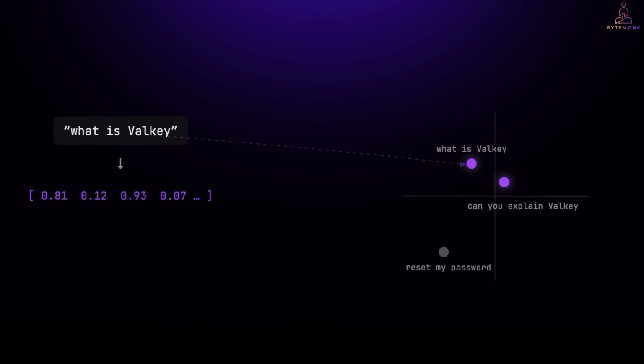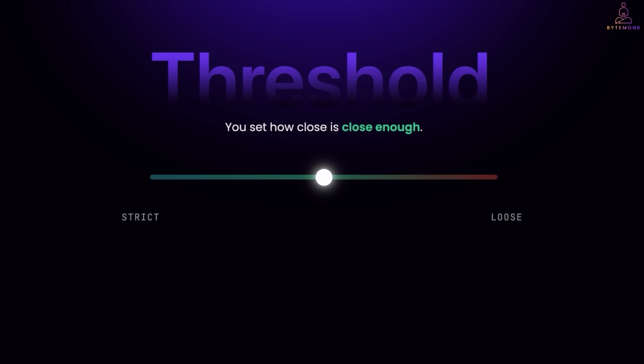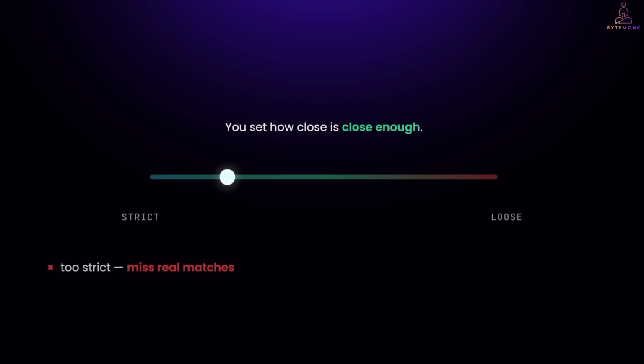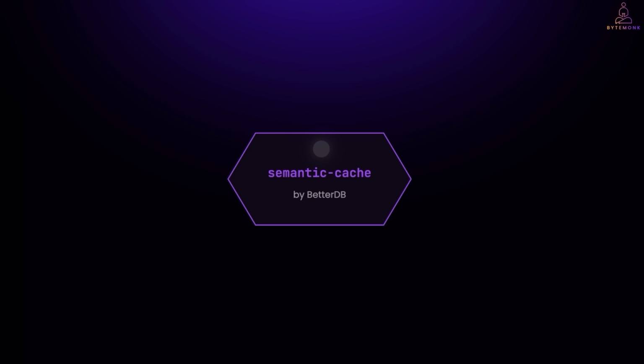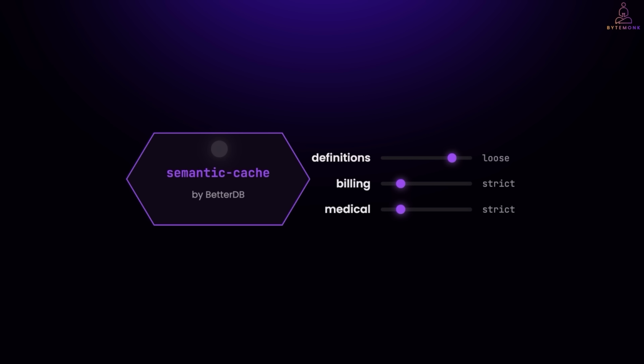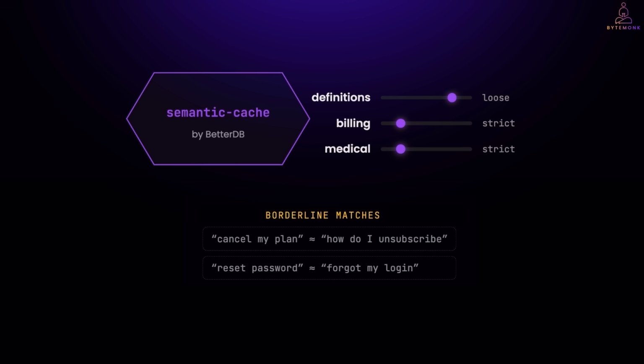Now the phrase doing the work is "close enough." That is a threshold you control. Set it too strict and you miss real matches. Set it too loose and you hand back an answer to a question that only looked similar. The package for this is Semantic Cache. It lets you set different thresholds for different kinds of questions. So you can be loose on simple definitions and strict on anything where a wrong answer is costly. And it keeps a short list of the borderline matches, the ones that just barely passed, so you can check them instead of trusting them blindly.